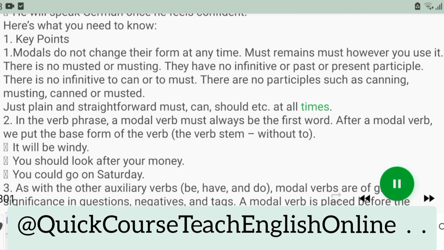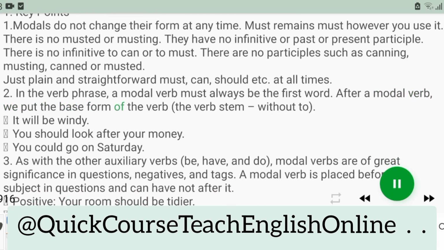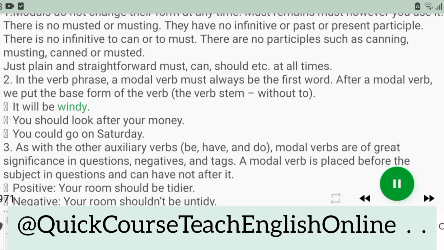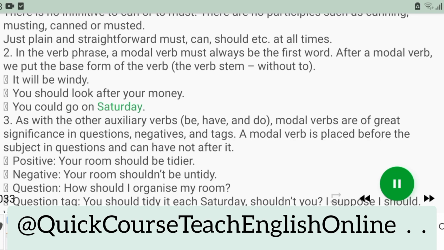At all times. 2. In the verb phrase, a modal verb must always be the first word. After a modal verb, we put the base form of the verb stem, without to. It will be windy. You should look after your money. You could go on Saturday.